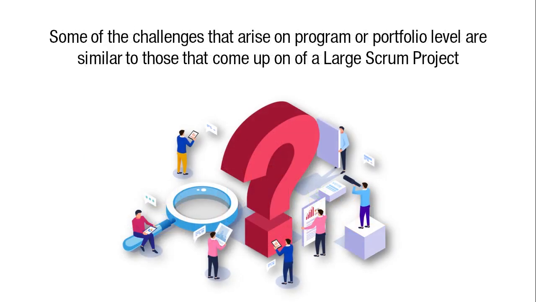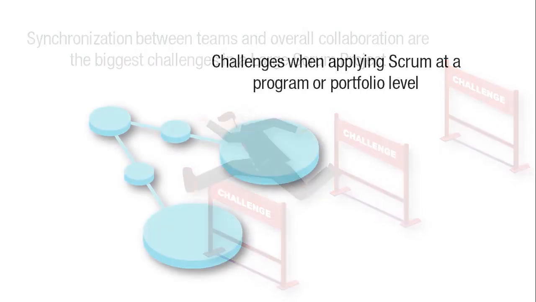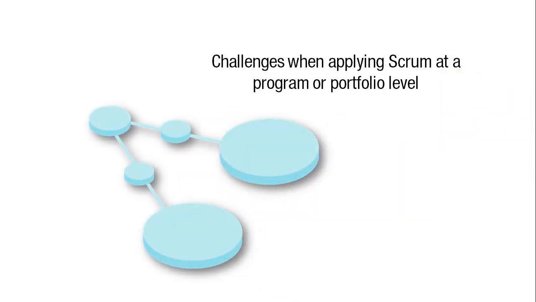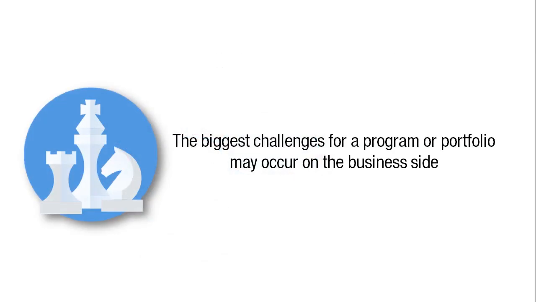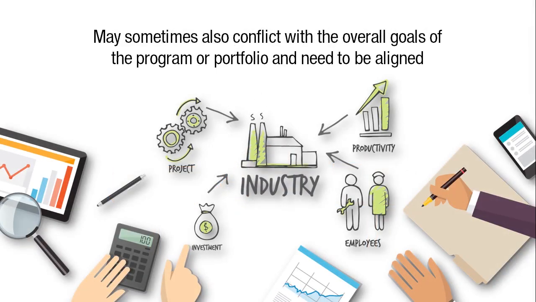Some of the challenges that arise at the program or portfolio level are similar to those that come up when applying Scrum to a large project. The synchronization between teams and the overall collaboration are usually the biggest challenges with a large Scrum project. This is also a challenge when applying Scrum at a program or portfolio level. However, the biggest challenges when applying Scrum at the program or portfolio level usually occur on the business side because the business priorities of different projects conflict with each other and may also conflict with the overall goals of the program or portfolio. These priorities and goals must be aligned.